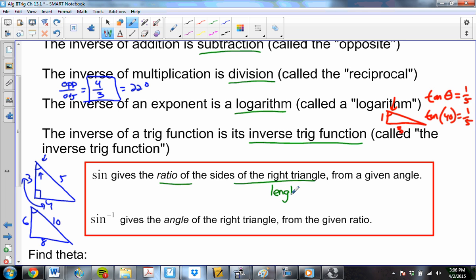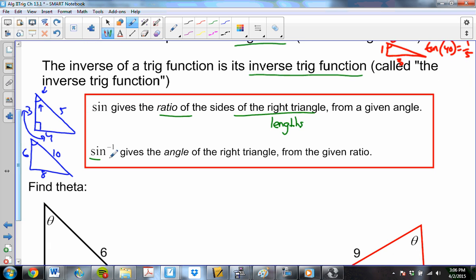You use plain old sine to find lengths. And sine inverse is how you undo sine. That gives you an angle. So working with sine spits out lengths. Working with sine inverse spits out angles. So the result of this is a length, a distance. The result of this is an angle measure. And here's what that means.